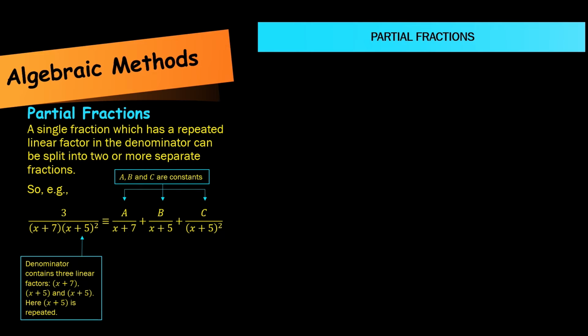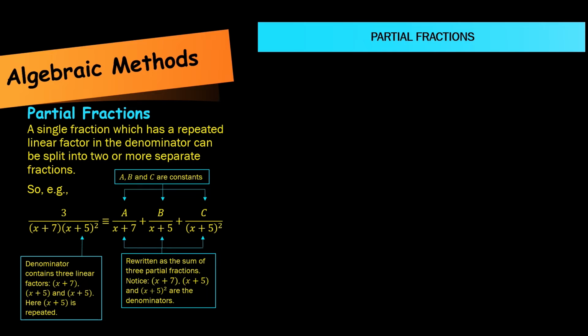On the right-hand side, we have A, B, and C, which are constants which can be found. The expression on the left has been rewritten as the sum of three partial fractions. Notice that x plus 7, x plus 5, and x plus 5 all squared are the denominators. Let's now take a look at an example.